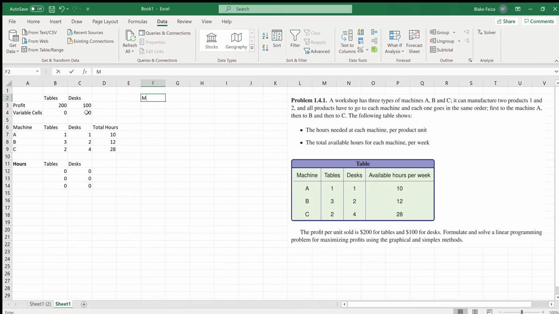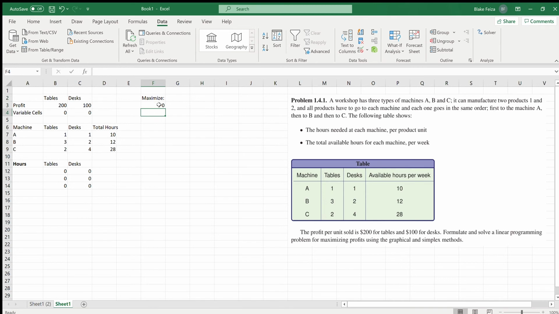cell. What I'm going to write is maximize above it here, and we're going to go down one. And what we're going to do is the sumproduct of, so what's going to happen here is we're going to take these two cells, our profits, and we want to multiply them by the amount of tables and the amount of desks. So we're going to have B3 through C3 for our profit values per unit, and then our total number of units on the other side of the sumproduct here.